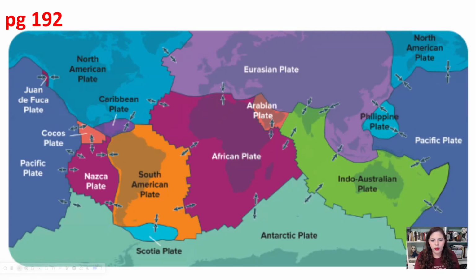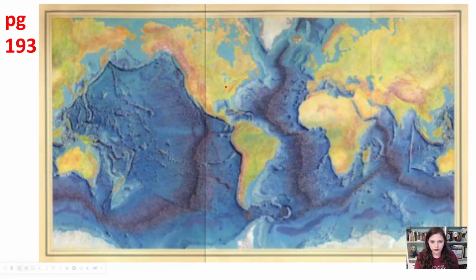Here's a version from your textbook that I need you to cut out and glue into your journal. And you can also see the arrows here showing how some plates are separating, some plates are crashing into each other, and some plates are sliding past each other. Here's another one that shows you the bathymetry and the topography of Earth, right? You can see the Mid-Atlantic Ridge right here, where we have a divergent plate boundary. They're spreading apart right there.